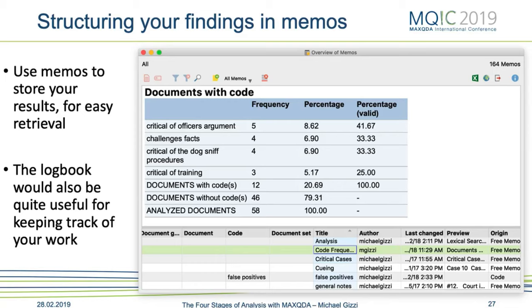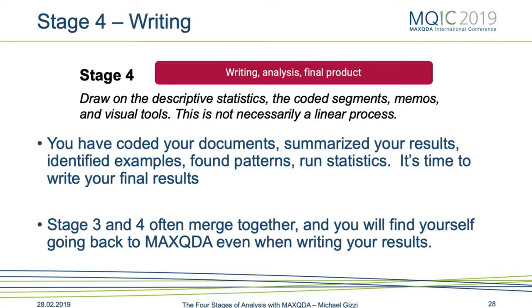The logbook will be really useful once you're done with your initial playtime, because then you can track what you've done, so you have the ability to replicate. But ultimately, eventually, you have to put words down onto paper. And that's where that last stage finally comes in.